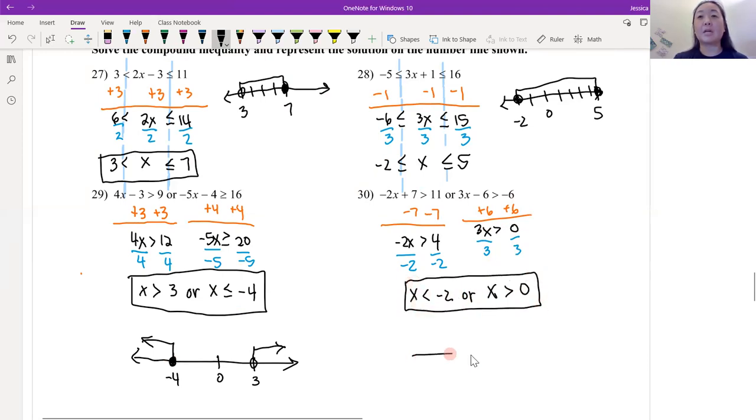So let's see what this looks like. So this is going to be at -2. Here's -1, here's 0. So those are both open because there's no equal to sign there. It says x is less than -2. And here x is greater than 0. And that would be our graph.